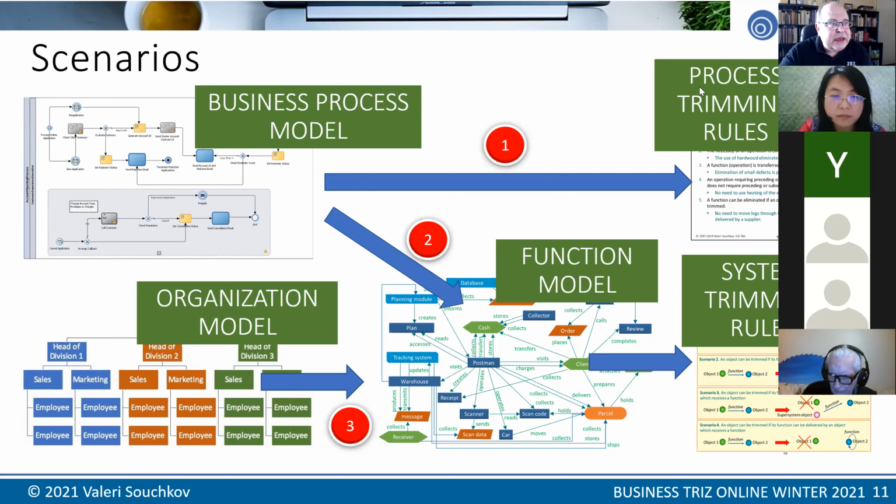In this case, we take again the process model, BPMN, for example. We build a function model of a system around it and apply the system trimming rules. And the third scenario, we have an organization, for example. Organizations have different departments, different groups, and so on. So we can pick up a specific group or department, then model all the functions in this department, and then apply system trimming rules to cut or trim the components of the department.